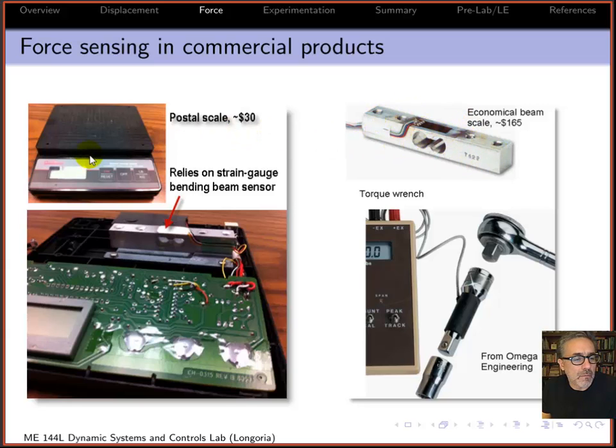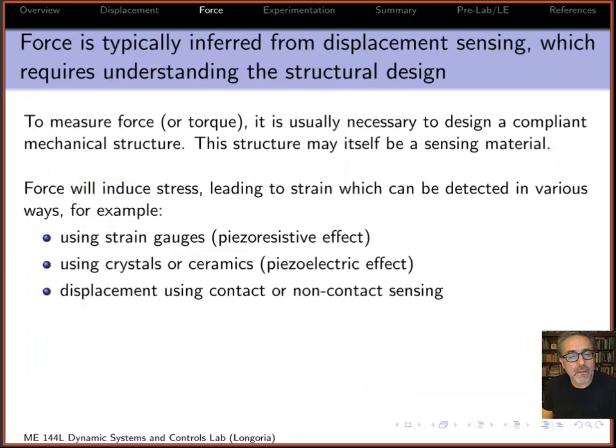This is interesting. You can buy this postal scale that has a beam scale, a sensor in here for about $30, and this again, the quality might be higher, but you can also buy them, this one's actually from Omega, for $165, so it's quite a big difference in here. And you can also buy torque wrenches that use strain gauges as well. So you see force and torque sensing devices, sensors embedded into consumer products this way.